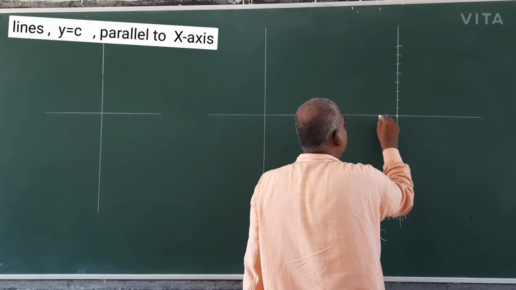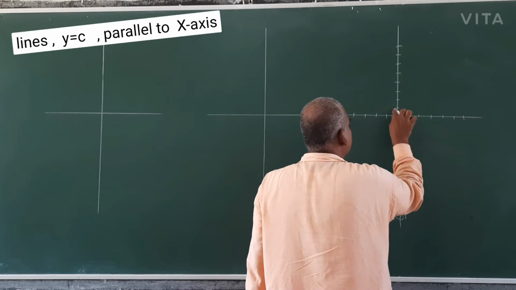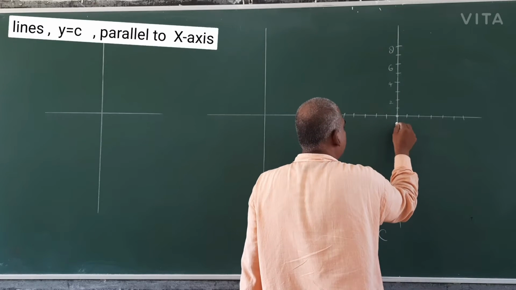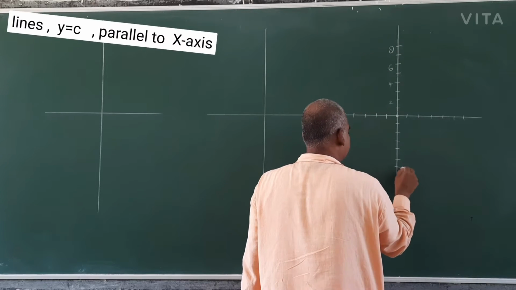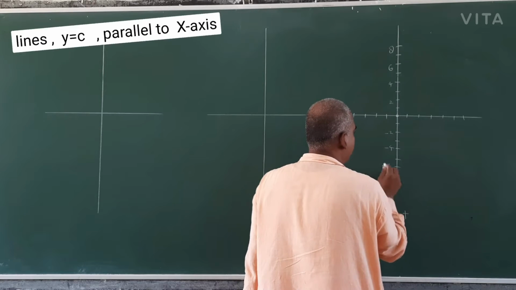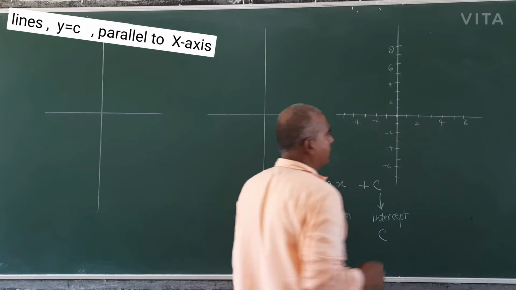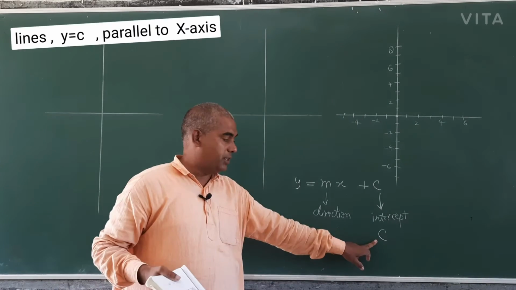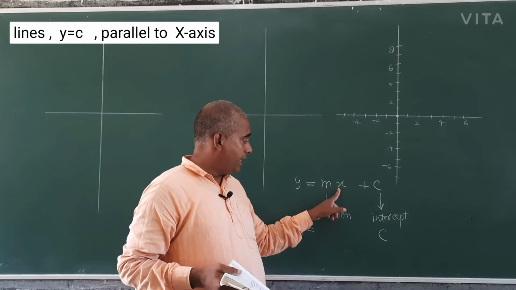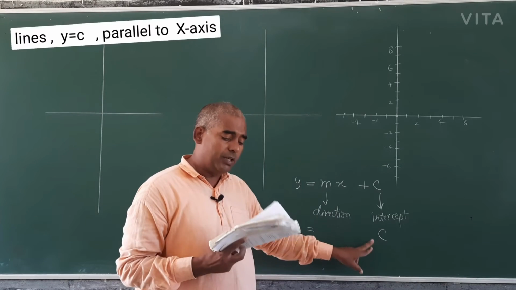Okay, this is 2, this is 4, this is 6, 8 and minus 2, minus 4, minus 6, like that. If you have to draw y is equal to c, it's very easy for you. I'm not talking about x. Whatever be the value of x, it doesn't matter, because m is 0, y is equal to 3 is here.